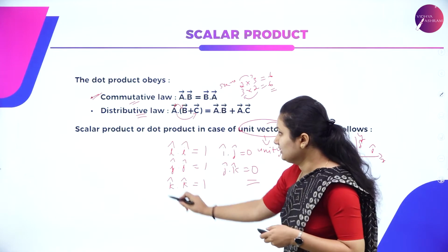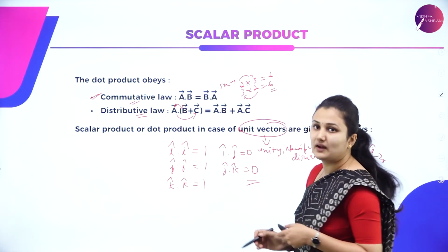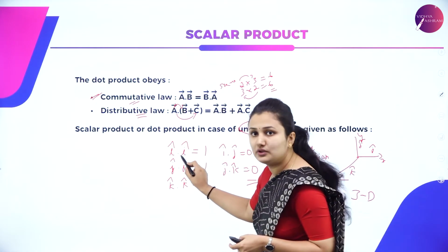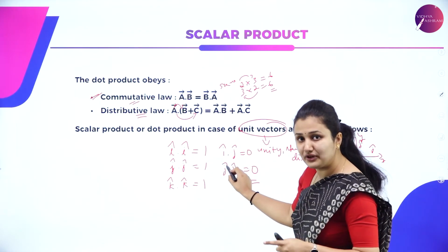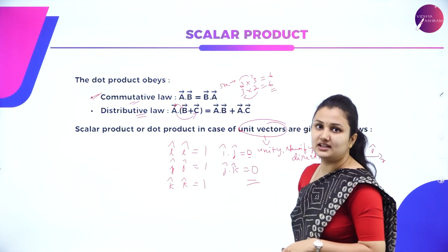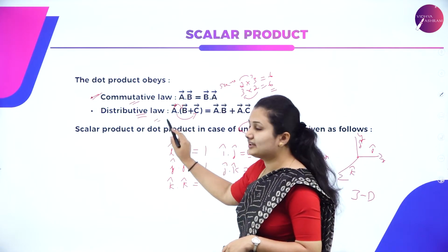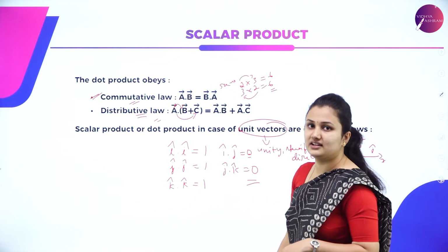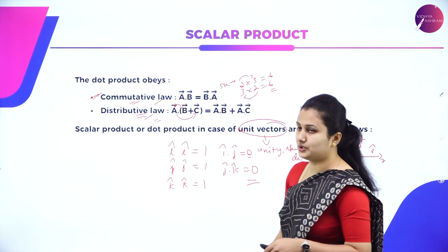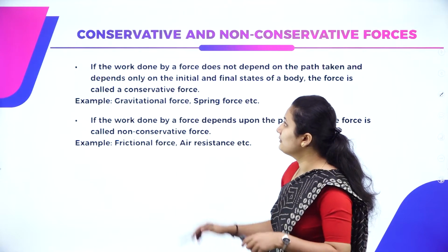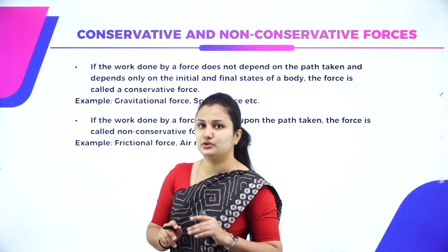So I hope the scalar product in case of unit vectors is clear. If it is the same unit vector, it is 1. If it is different unit vectors, the dot product is 0. So these are the conditions for dot product in case of unit vectors. It is commutative, it is distributive. So next we have conservative and non-conservative force.